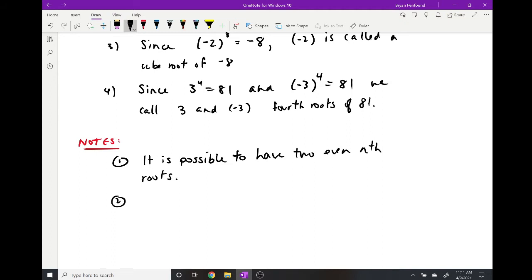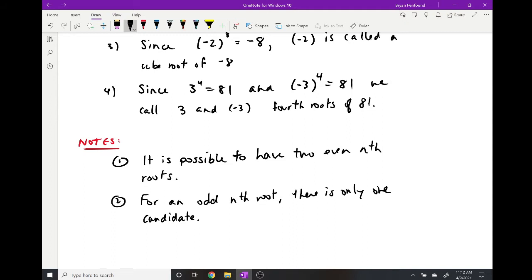However, for an odd nth root, we only ever have one possibility. And that again has something to do with the multiplication of the signs. An odd number of positive signs, of course, is going to be positive, and an odd number of negative signs is going to be negative. So there's only going to be one possibility with our odd nth roots, like the cube root or the fifth root or something like that.